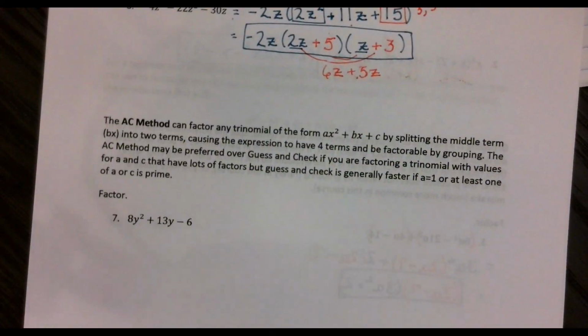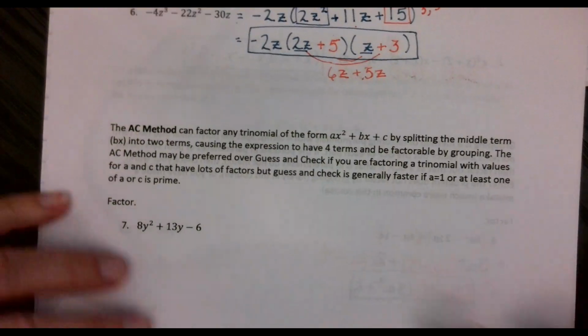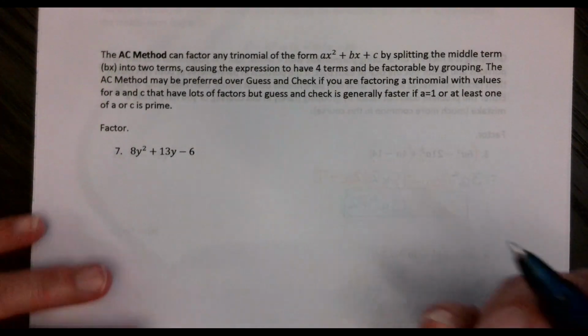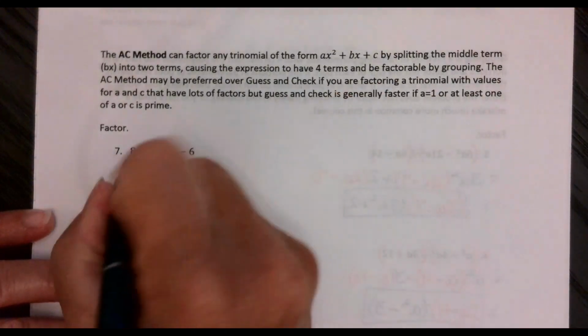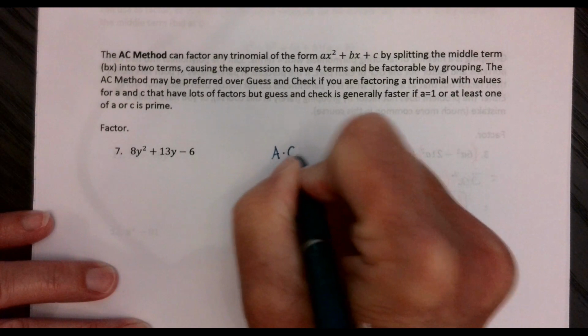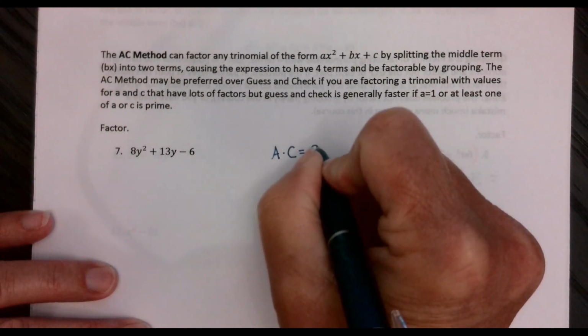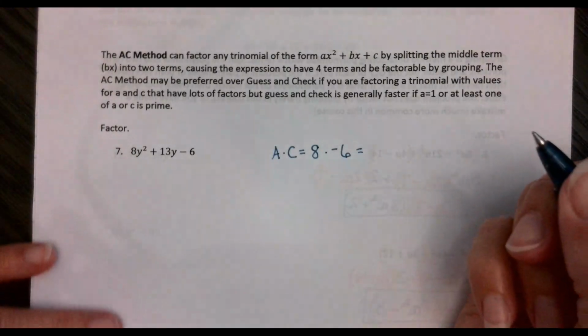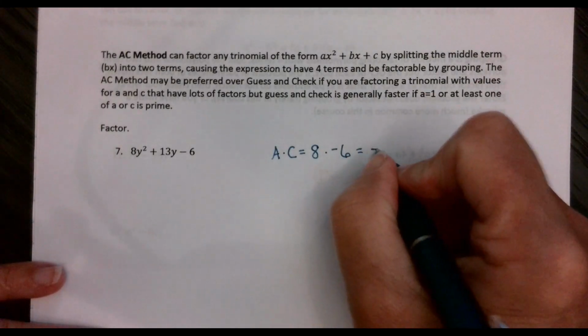Okay, AC method. It's not my favorite, but it is for a lot of you all. So we show it, and it's not that I hate it, it just takes longer. I just like guess and check better. So the AC method is, this is our A, this is our C, so we're going to say A times C. In this case, A is 8, and C is negative 6. So here's what we're going to do. We multiply those, and we get negative 48.